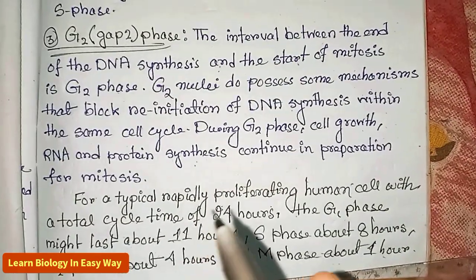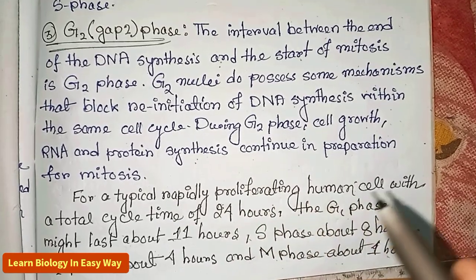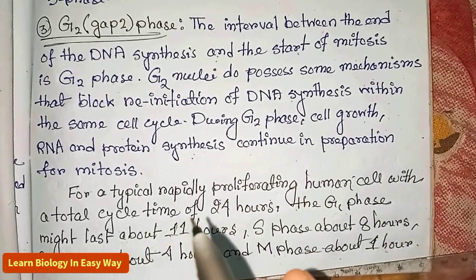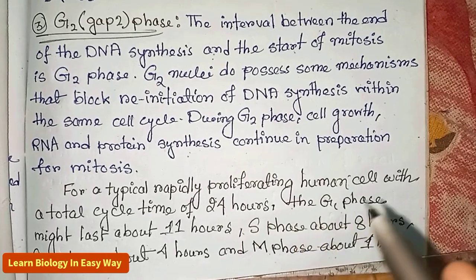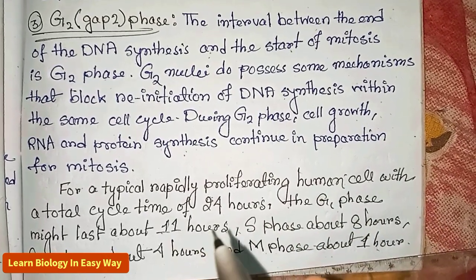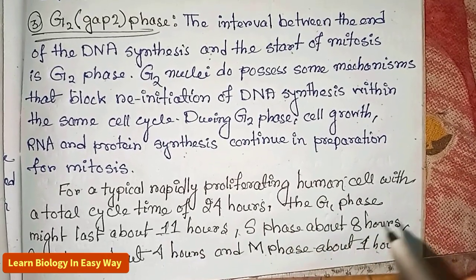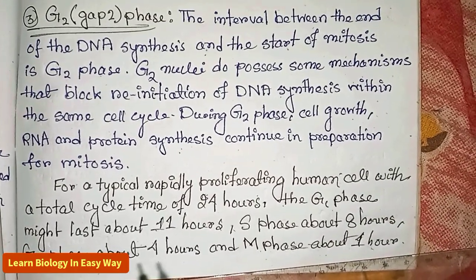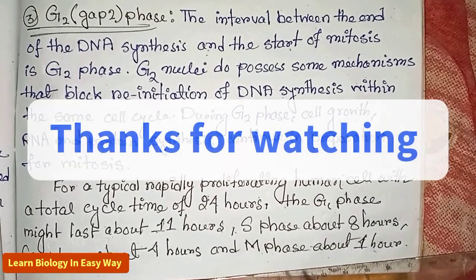For a typical rapidly proliferating human cell with a total cycle time of 24 hours, the G1 phase might last about 11 hours, S phase about 8 hours, G2 phase about 4 hours and M phase about 1 hour.